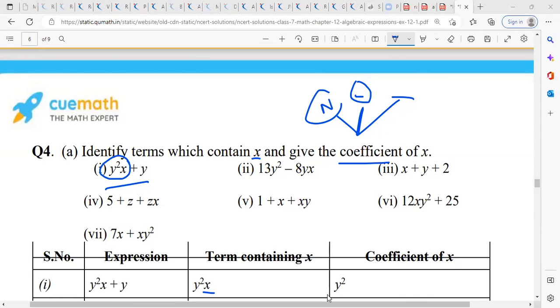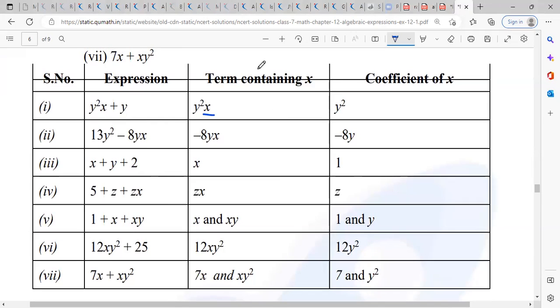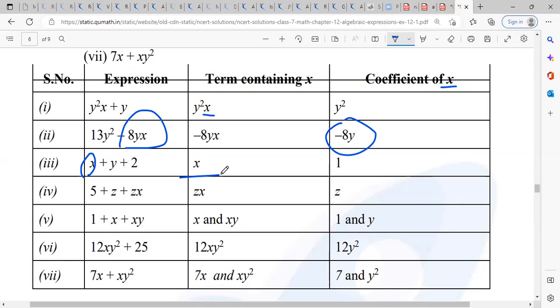Ma'am, done. Okay, so let's just see. First of all, the term containing x is this one, right? And then this one, what is the coefficient here? So it's minus 8y, right? And then x plus y, this one, and what is the coefficient for it? It is 1, right?